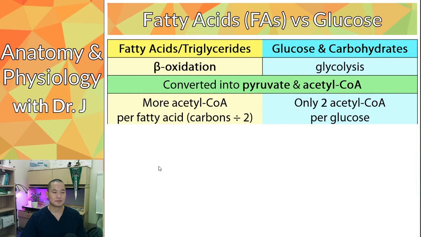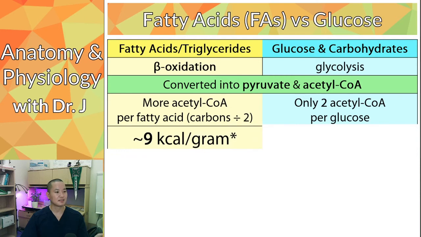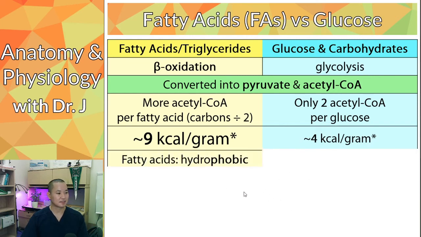And why is that? Well, again, you snap apart that glucose into 2 3-carbon molecules that become a 2-carbon acetyl-CoA. So you're only going to get 2 acetyl-CoA per glucose. And this is why there's more energy, because again, you're generating more acetyl-CoA, more NADH, more FADH2. All of these have energy compared to glucose. This is why fatty acids have roughly 9 kilocalories per gram versus glucose only 4 kilocalories per gram.